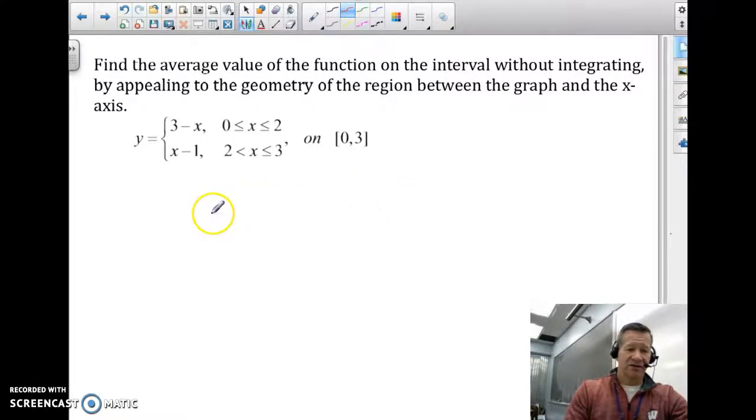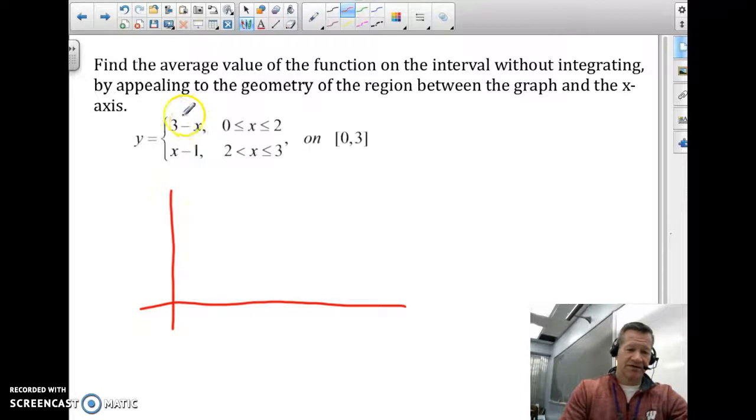So how is this going to look? Well, from 0 to 2, I want to graph the line 3 minus x. That's a line with a slope of negative 1 and a y-intercept of 3. Putting 0 in, I get 3, so it goes through (0, 3). Putting 2 in, I get 1, so it's going to stop at the point (2, 1). So it's this line here with a slope of negative 1.